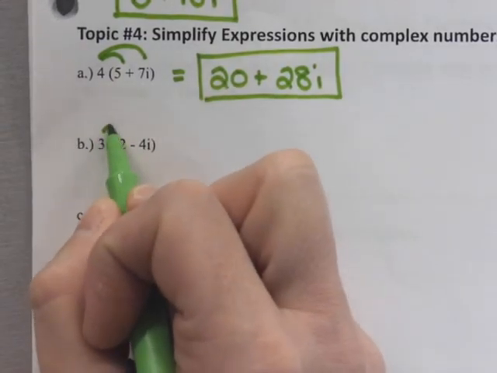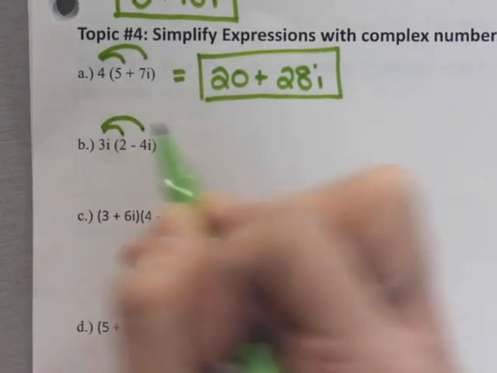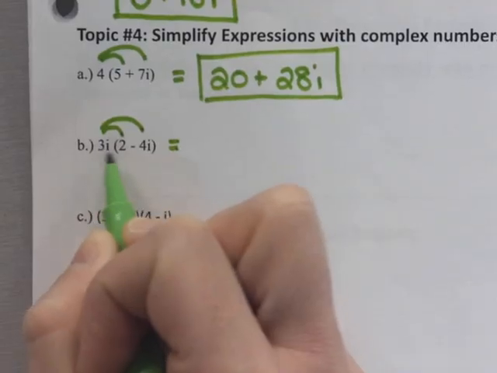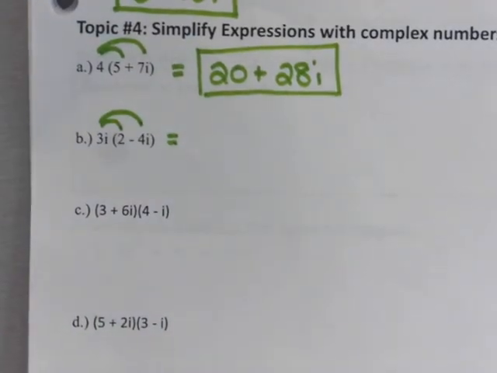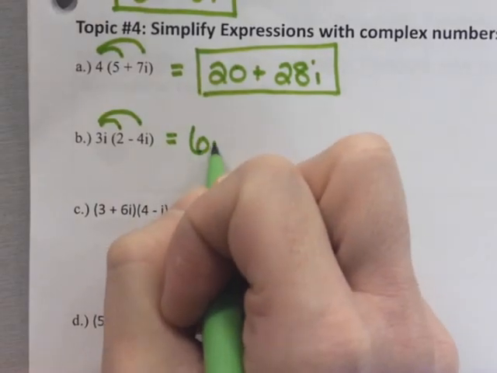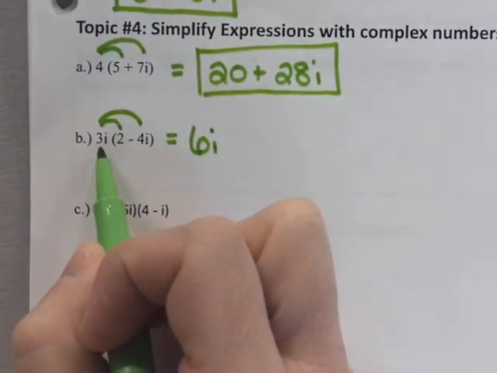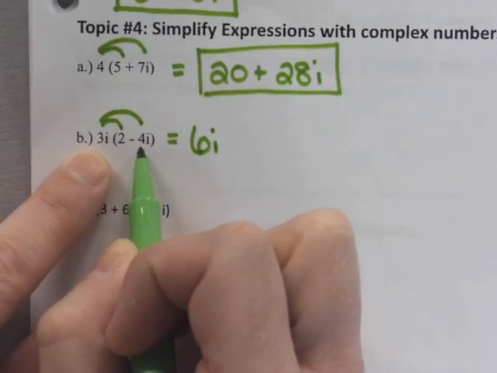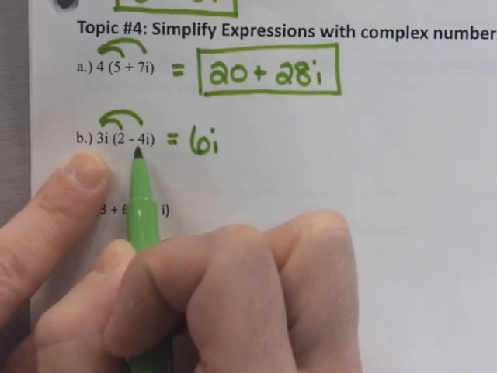The next one's where we start to get a little trickier. Okay, 3i times 2. What do we get there? 6i. Let's just start with the numbers, with the coefficients. 3 times negative 4 is what?